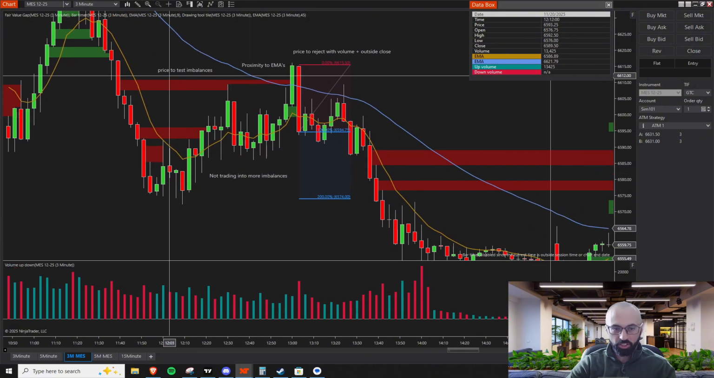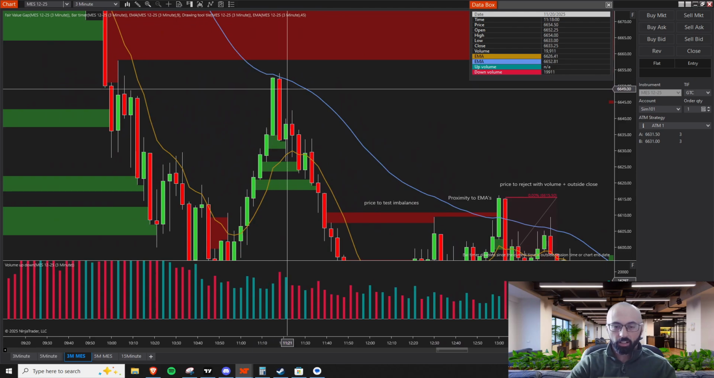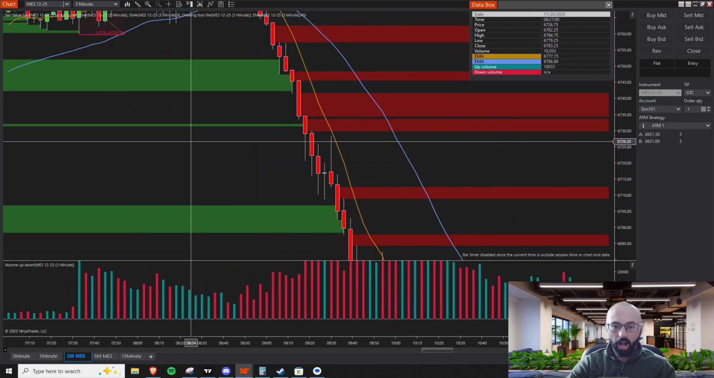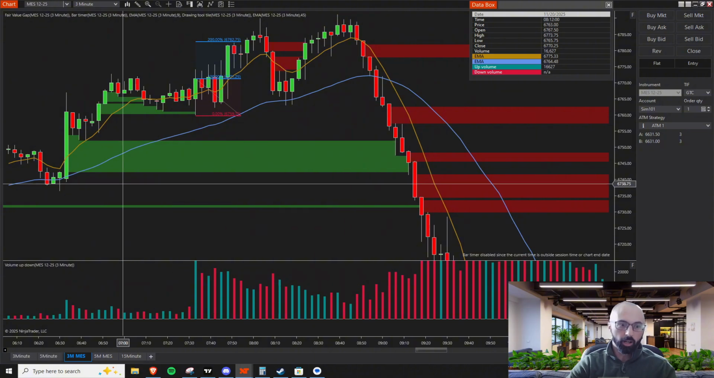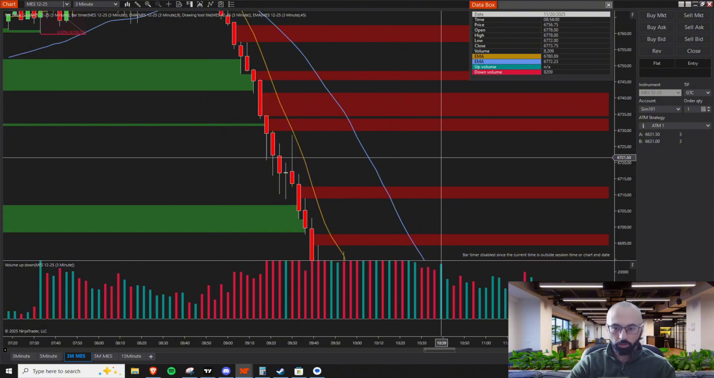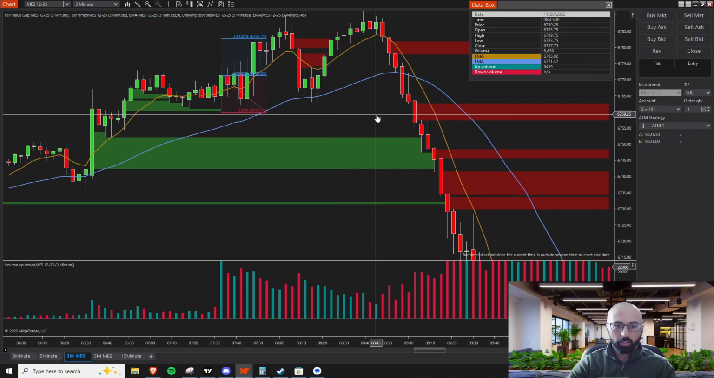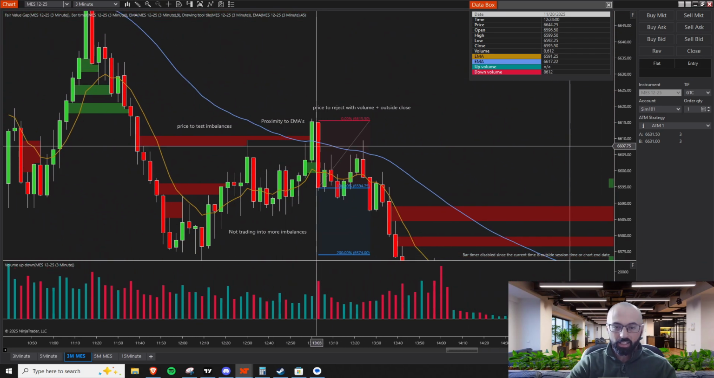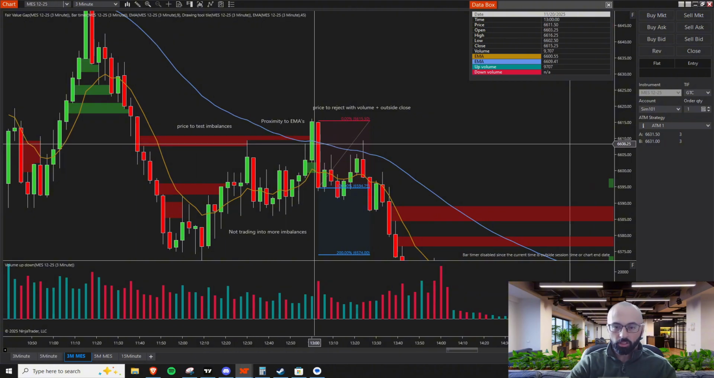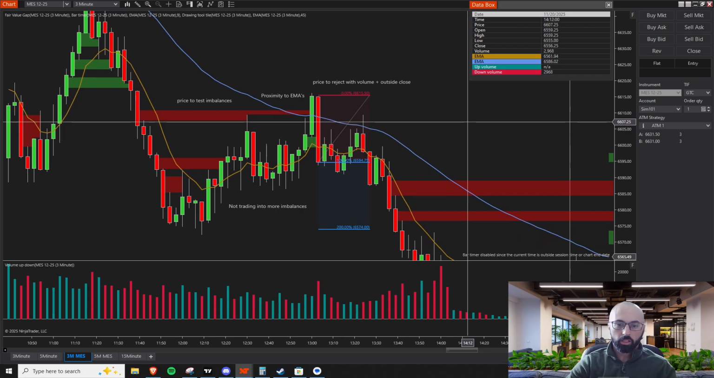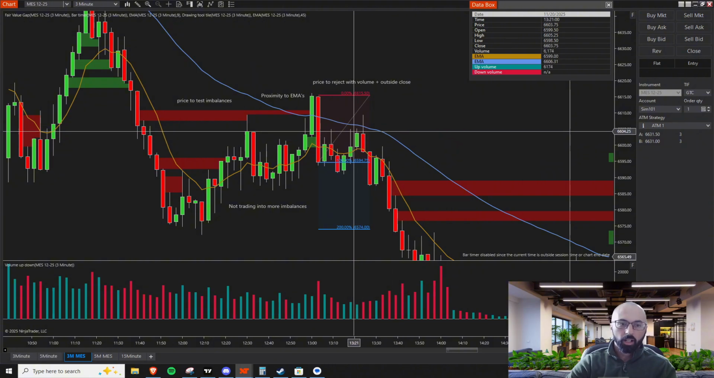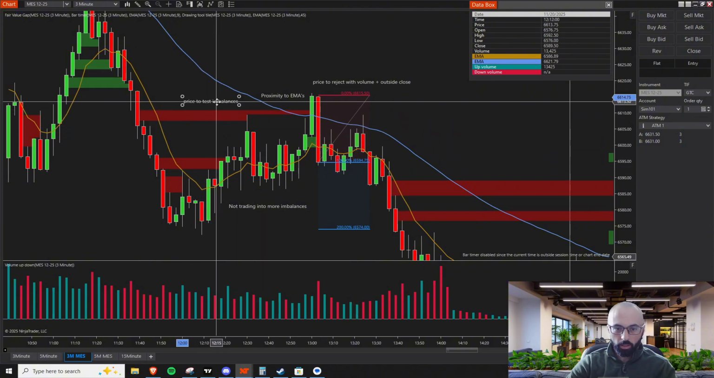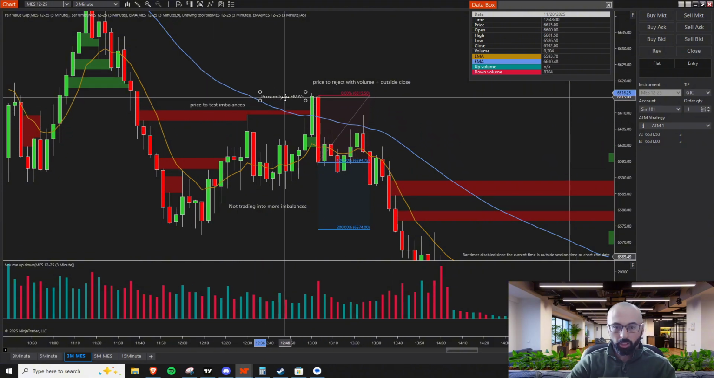For some reason, price just seems to often tag it and sell off, or tag it and buy up. So I really like that, especially when it intersects with an imbalance, such as this example down here. You have the imbalance crossing with the EMA. That to me is a no-brainer trade. It's perfect.